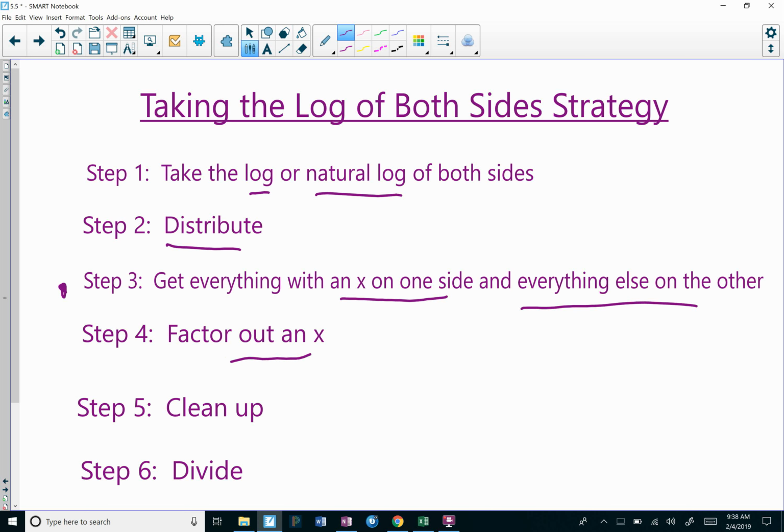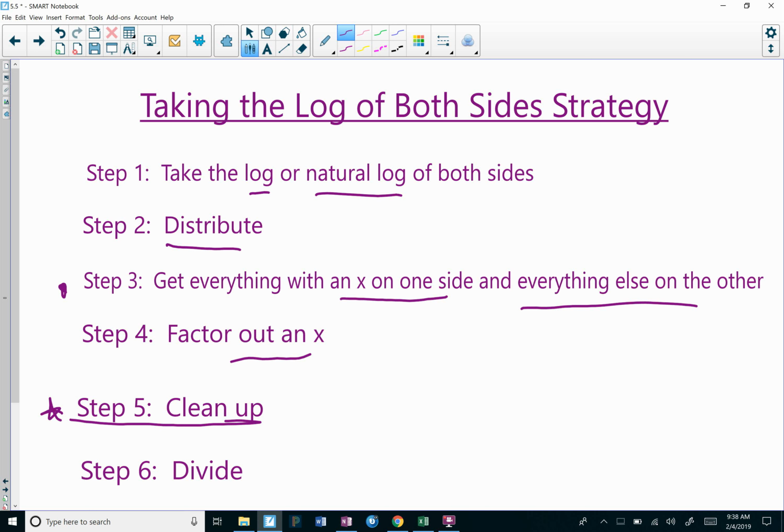Now, we just did that in 5.1 when we did inverses. Remember, all the x's go on one side, everything else on the other, factor out an x. The exact same process we're going to do. Now, this is the step that a lot of people forget, so I'm going to star this one. This is perhaps the most important one. We need to clean up with our log properties. We're going to try to condense things. And then finally, you divide.